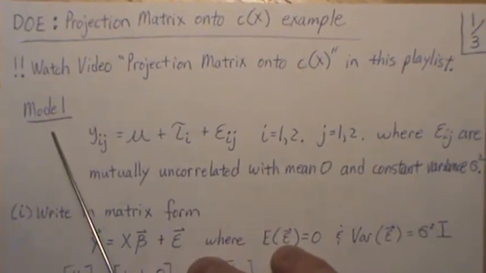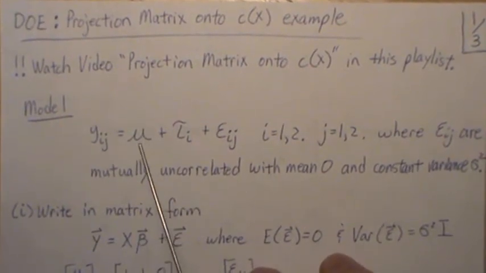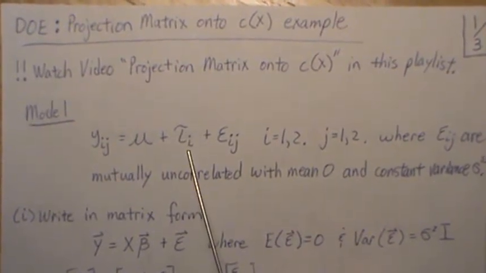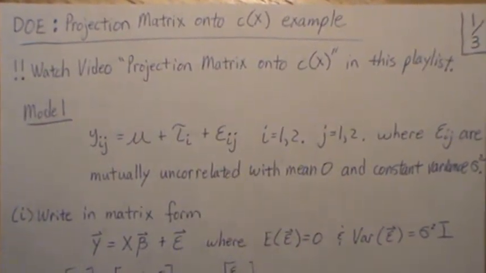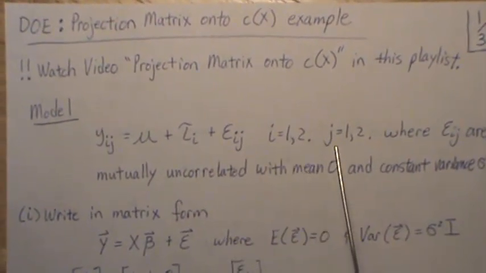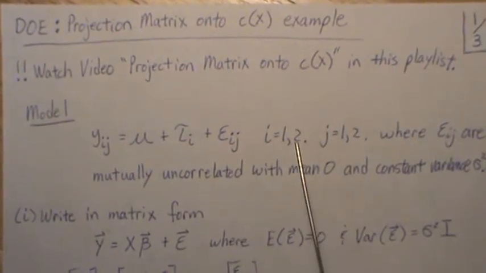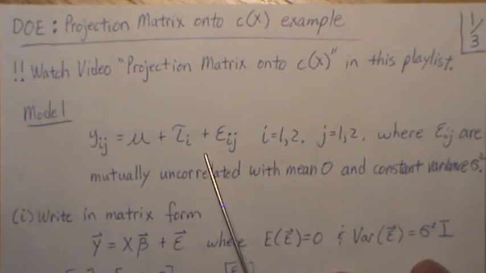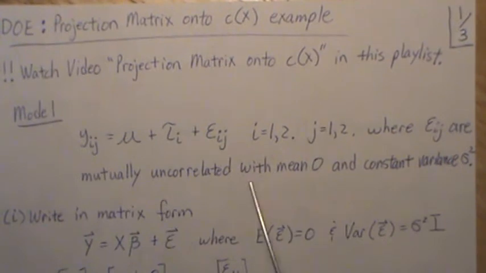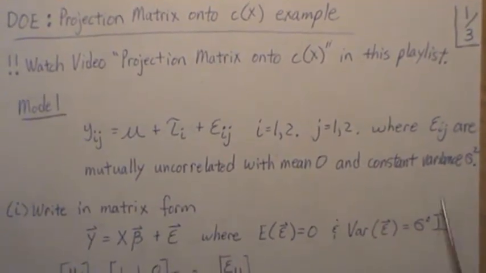Now the model that we're looking at is the effects model. So y equals mu, which is a grand mean, plus tau i, which are the shifts in the mean effect, plus epsilon, which is some error fluctuating about the group means, with i equals 1 to 2 and j equals 1 to 2. So there's two groups, two observations in each group, and we did that just so we could do these calculations by hand. The epsilon ij are mutually uncorrelated with mean zero and constant variance sigma squared.